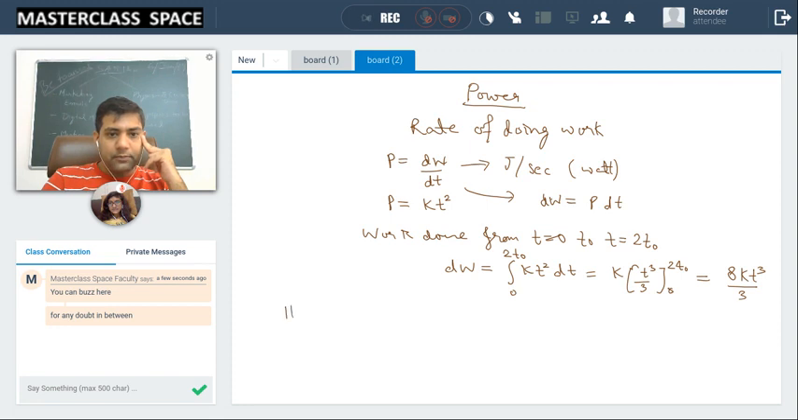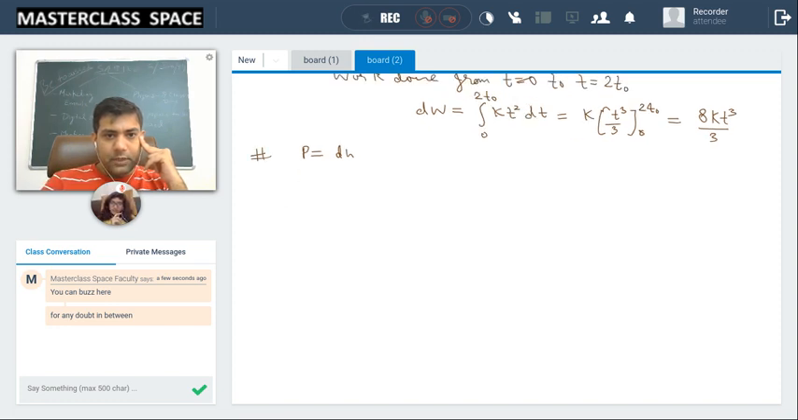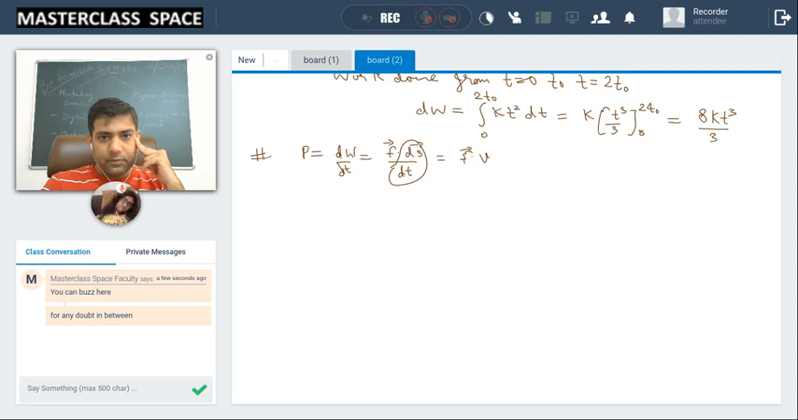Okay, next one I am going to take. Power is equal to dW by dt. Power you have been given as dW by dt. So I can write dW as F dot ds, divided by dt. And what is this ds by dt? It's velocity, in vector form. So ds by dt is velocity. So that's going to be F dot v. v is velocity at any instant. Got it? F dot v, vector F dot vector v.